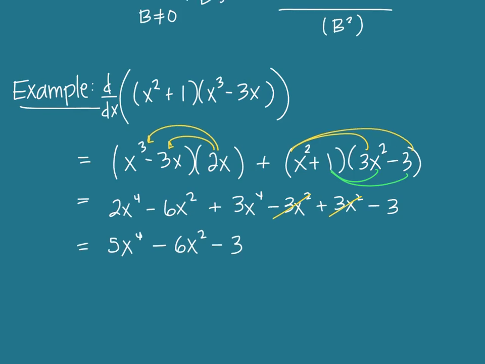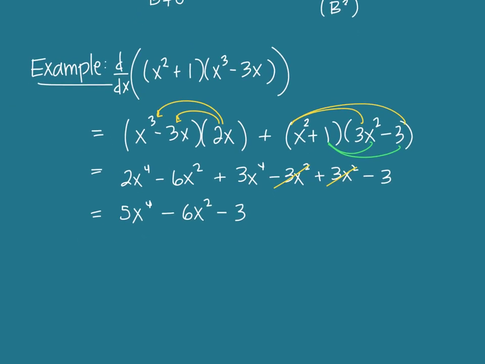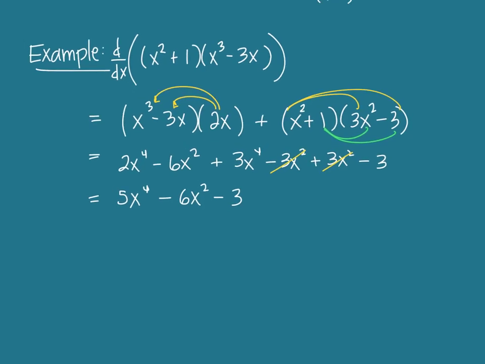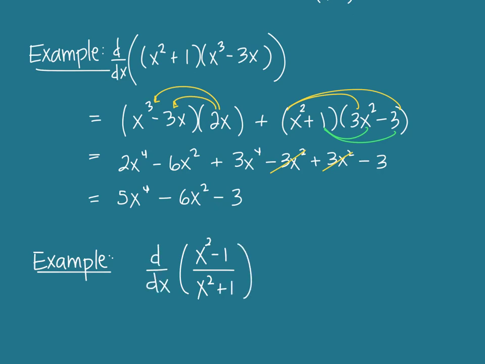All right, so that's the product rule. Any questions on that? Okay, then one example of the quotient rule, and then you have the rest of the class to work. Okay, if we have the quantity x squared minus 1 over x squared plus 1, and we want to find the derivative of that. I don't have to worry about the denominator because it won't ever be 0.